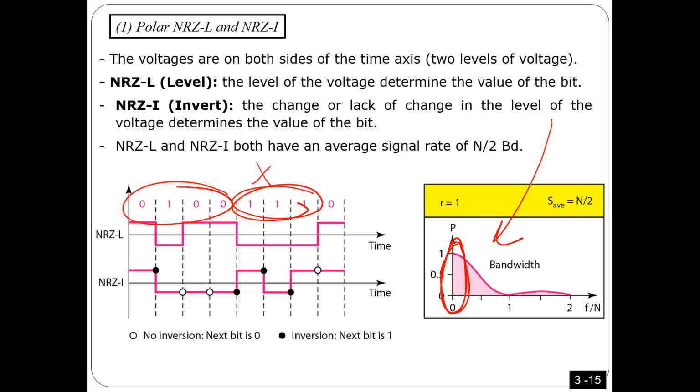No, these are two different approaches under non-return-to-zero. In one of them, I'm going to store the data using the level. That's why we call it level. In the second one, I'm going to store the data by whether there is inversion or no inversion.